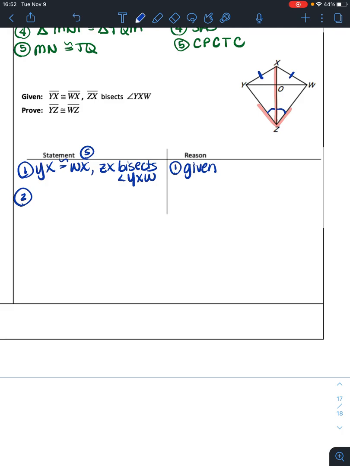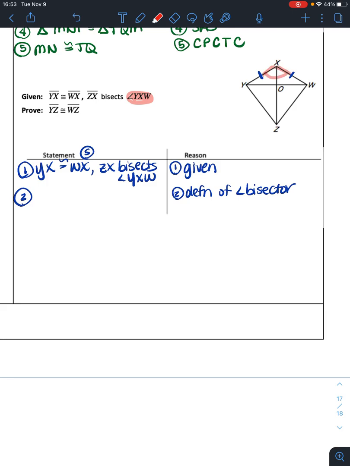So I know that this angle is congruent to this angle. So I can say that angle YZX is congruent to angle WZX. And that's the definition of angle bisector. Nope, I messed it up. I said it right the first time. I should have left it. I'm sorry. Mark that out if you wrote that statement already.